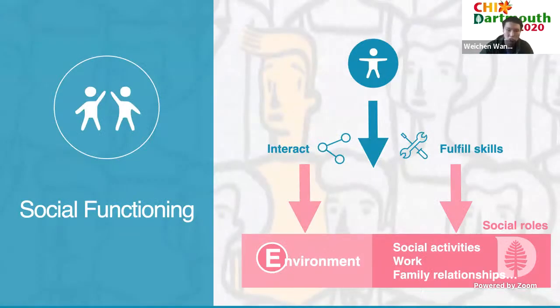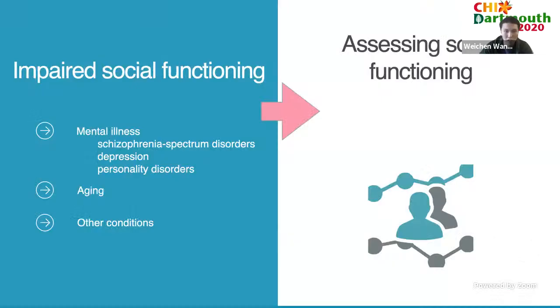When we talk about social functioning, we are referring to how well an individual is able to interact with their environment and fulfill the key skills associated with the social roles they hold within the environment, such as in the domain of social activities, work, and family relationships. Impaired social functioning is a symptom of mental illness, such as depression and schizophrenia. Therefore, social functioning is a key factor of interest in many research areas aimed at understanding and assessing mental health.